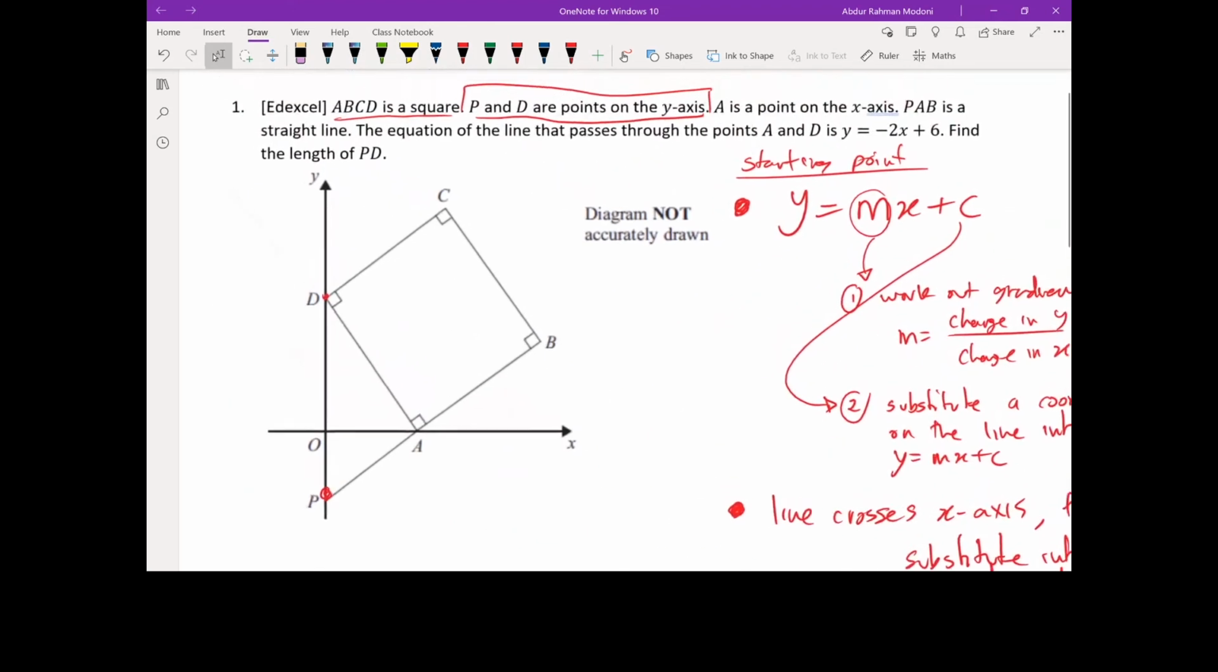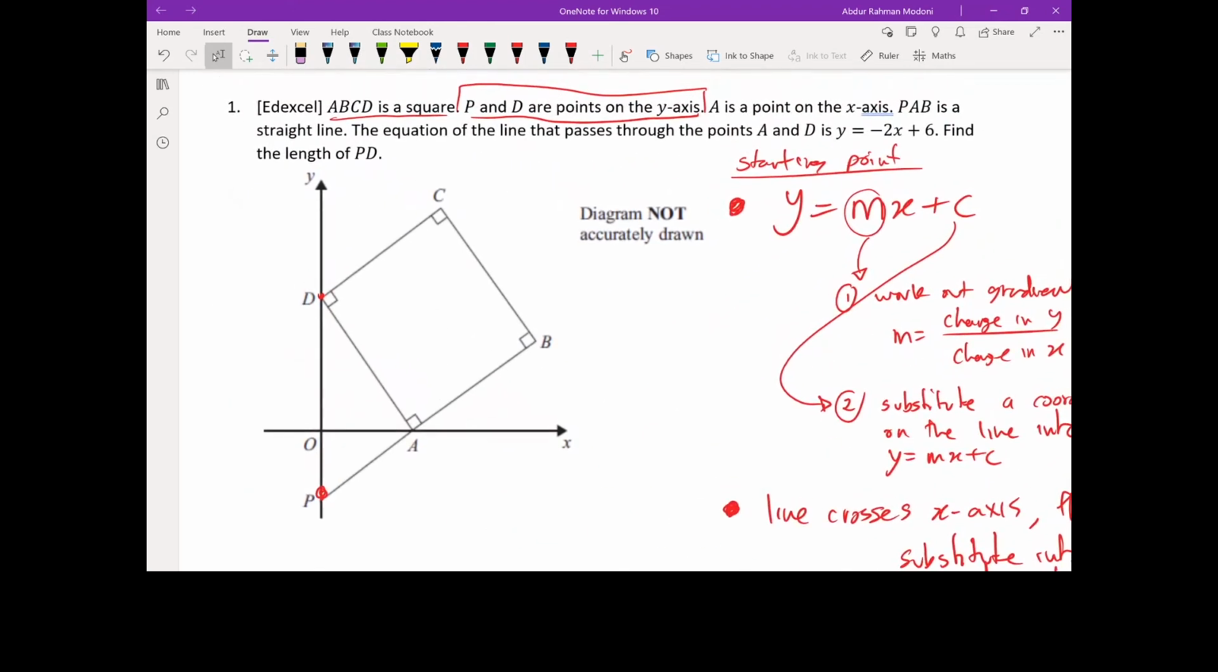So let's go and take a look at this question. So ABCD is a square. We can see P and D are points on the y-axis. So we know at those coordinates, the x value is 0. So this is what I've done here. I've just gone and labeled my diagram with the x value being 0 there. I left the y bit blank there because I'll probably have to work it out. I can't go and find out what the y value is because I don't know any equations yet. I haven't read anything yet. I'm up to this point on my line by line.